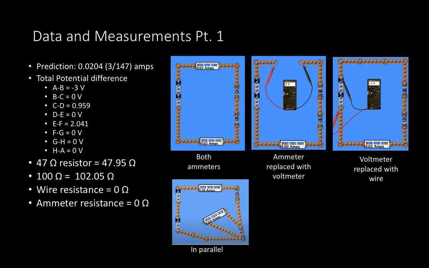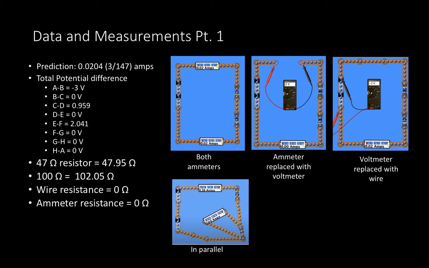Our predicted value was 0.0204 amps, which you get from 3 over 147. And then you have your total potential differences. From A to B, it's -3. From B to C, it's 0. From C to D, it's 0.959. From D to E, it's 0. From E to F, it's 2.041. And all the rest of them are 0. You'll see here that when you add C to D and E to F, that adds up to 3, which when you add that with -3, it cancels out, and then boom, you see the loop rule right there.